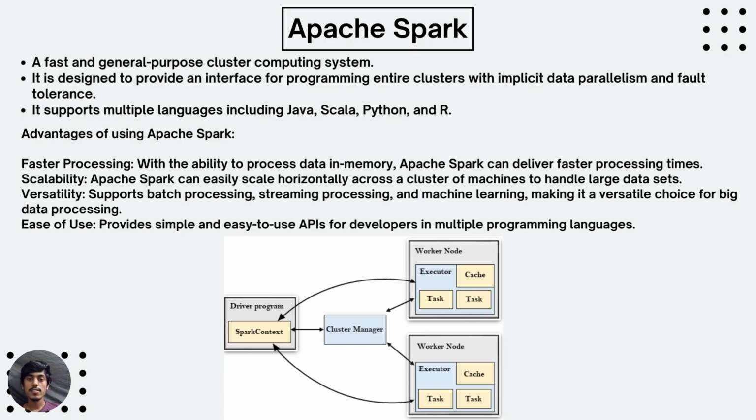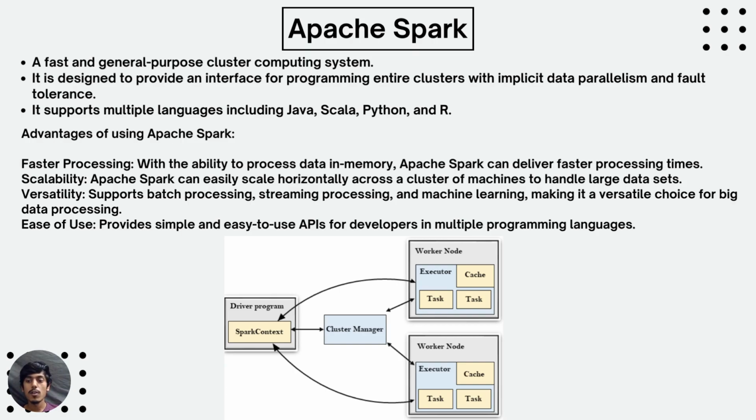Now let us talk about the architecture of Apache Spark. As you can see, there is a driver program and the cluster manager, which is responsible for allocating resources like CPU and memory, and managing worker nodes in a cluster. These worker nodes are responsible for executing the tasks assigned by the driver program. They store data in memory or disk and perform computations on distributed datasets.